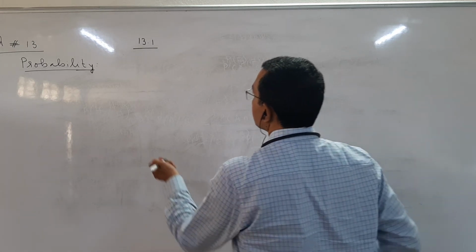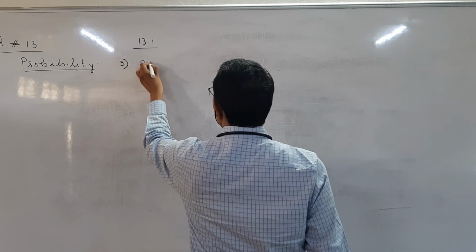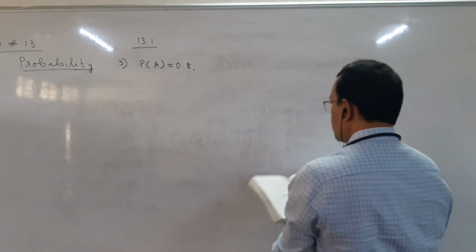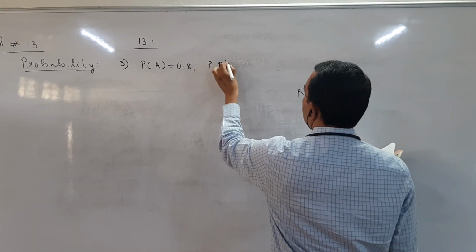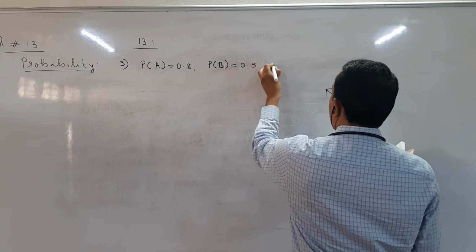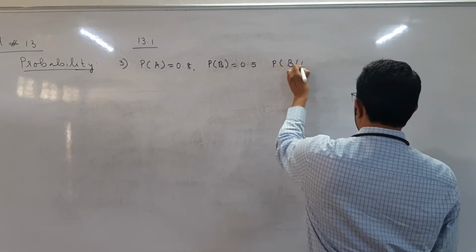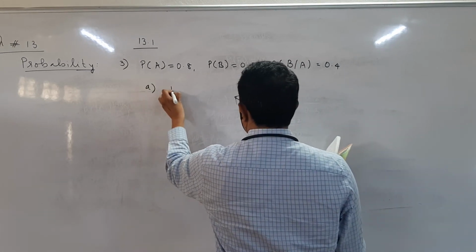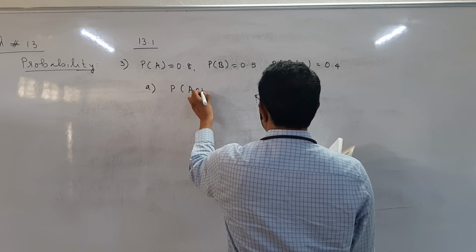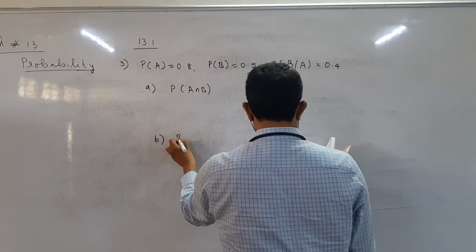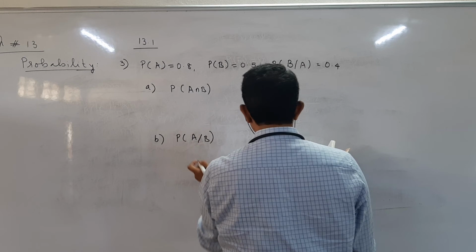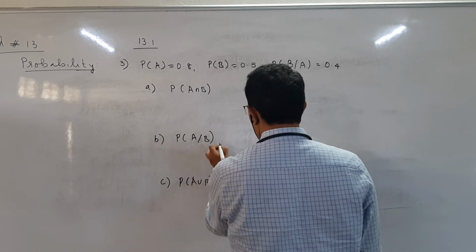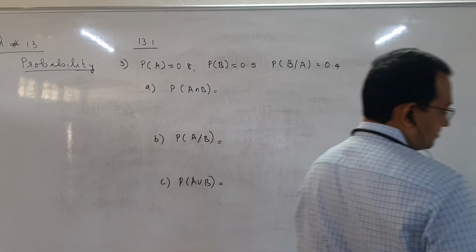P of A is equal to 0.8. P of B is equal to 0.5. And P of B given A is equal to 0.4. First is to find probability of A intersection B. Second part is to find probability of A given B. And third part is to find probability of A union B.